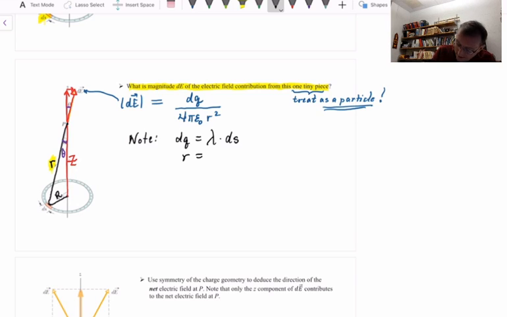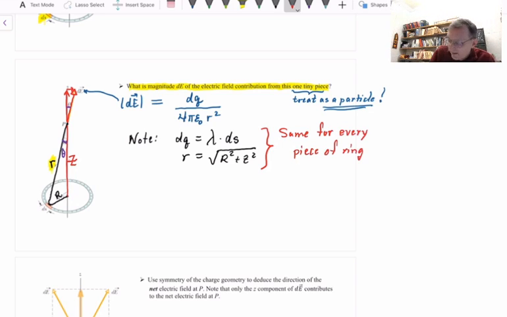So little r then is, from Pythagoras, the square root of big R squared plus Z squared. And these two quantities right here, both dQ and little r, we now see are the same for every piece of the ring. That's really helpful to note in this case, because we've got a lot of symmetry with something shaped like a circle. And we want to take advantage of that. All right, now that's the magnitude.